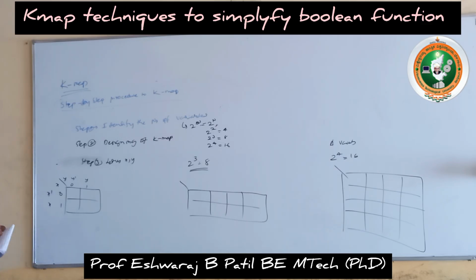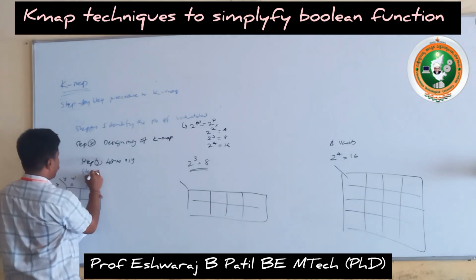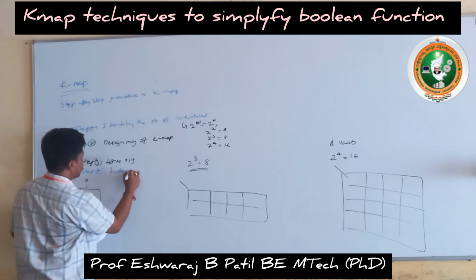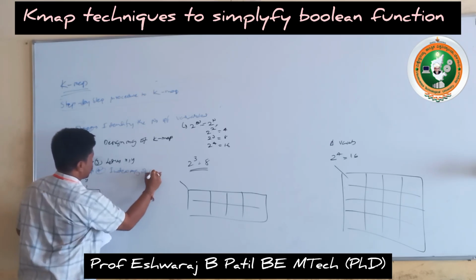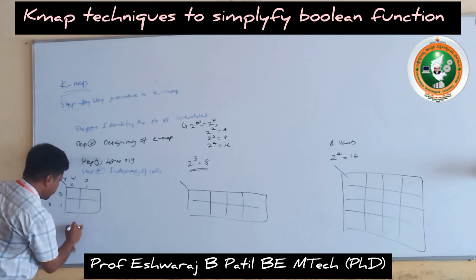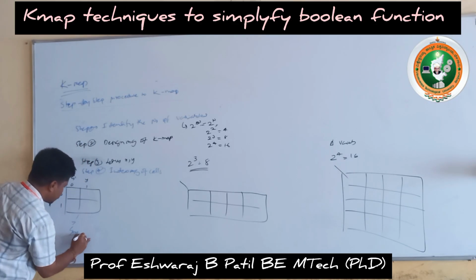Then the indexing of the cells. Next step is step number 4. Indexing of the cells means what? This is what we call the complete grid or skeleton or map.